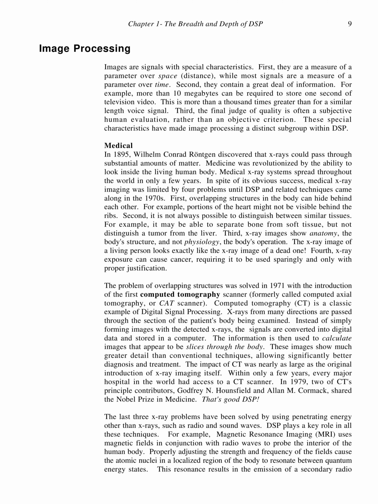Medical. In 1895, Wilhelm Conrad Röntgen discovered that X-rays could pass through substantial amounts of matter. Medicine was revolutionized by the ability to look inside the living human body. Medical X-ray systems spread throughout the world in only a few years. In spite of its obvious success, medical X-ray imaging was limited by 4 problems until DSP and related techniques came along in the 1970s. Overlapping structures in the body can hide behind each other.